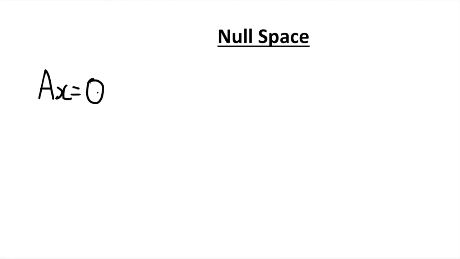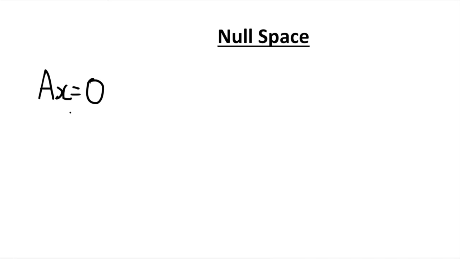Hello, in this video I am going to be talking about the null space of a matrix. So the null space of a matrix is just the solution to the homogeneous system. I know that sounds very complicated, but it's actually really simple. So if we have a matrix A, the vector x such that A multiplied by x is equal to the zero matrix is called the null space.